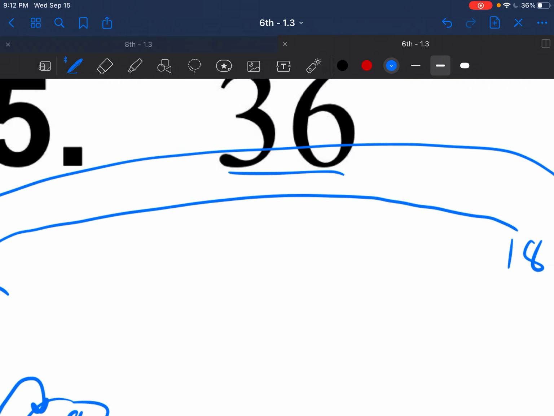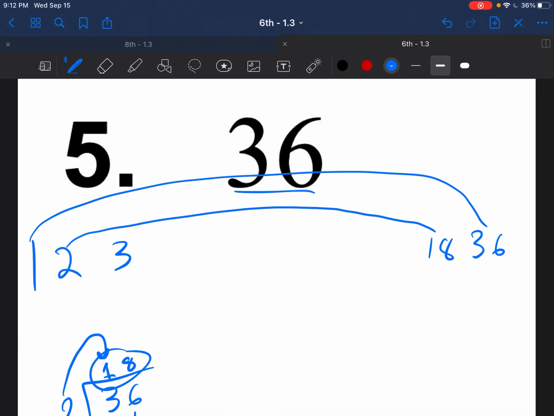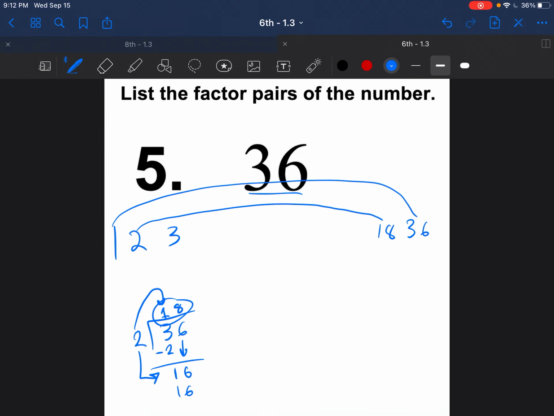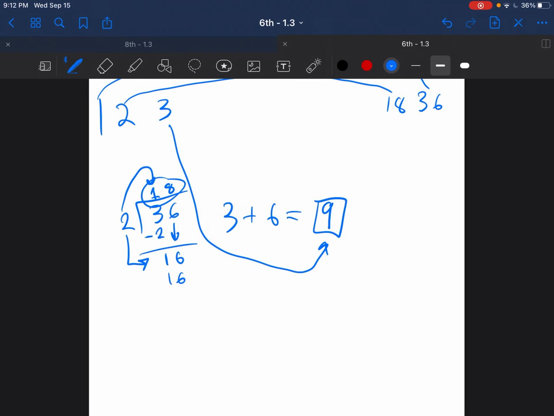2 times 18. Does 3 go into 36? Yes, it does. What was the trick to know if 3 goes into it? Well, we add the digits together. 3 plus 6 gives me 9. Does 3 go into 9? Yes, it does. So that means 3 goes into 36. Well, how many times does 3 go into 36? We have to divide. 36 divided by 3.